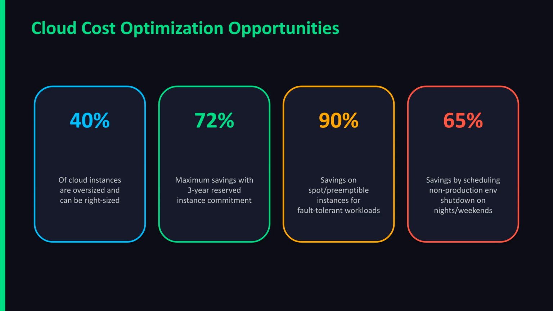In summary, substantial savings are achievable by addressing oversized instances, committing to reservations, leveraging spot capacity, and scheduling the shutdown of non-production environments. Organizations can realize significant reductions in their monthly cloud infrastructure costs.